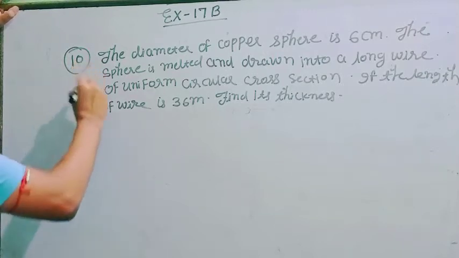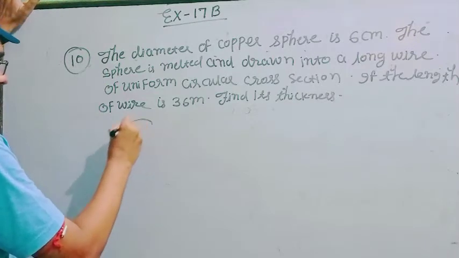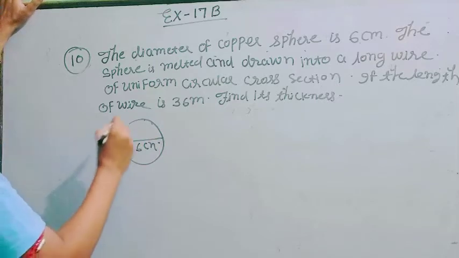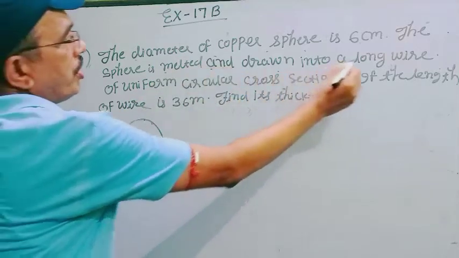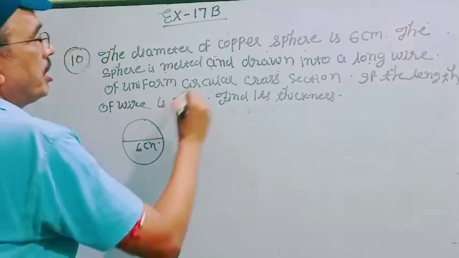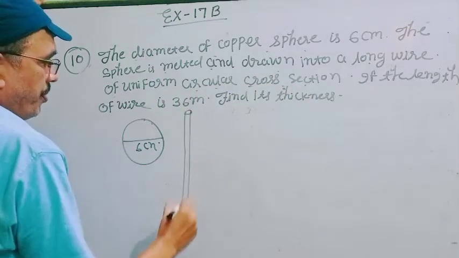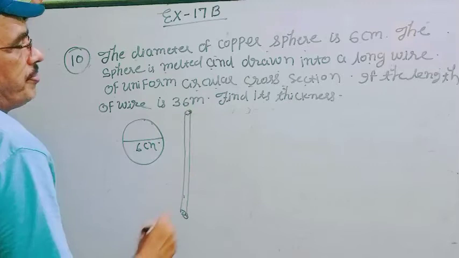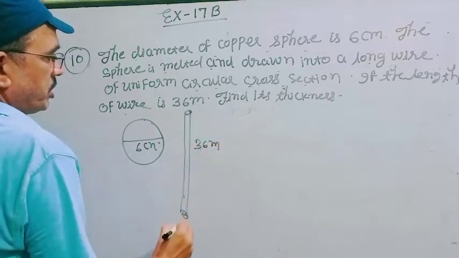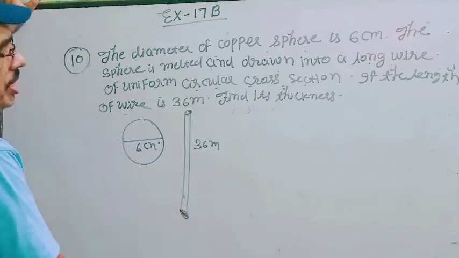Now question number 10. The diameter of a copper sphere is 6 cm. A sphere whose diameter is 6 cm, that means the radius will be 3 cm, is melted and drawn into a long wire of uniform circular cross section. That means the width of the wire is always the same. If the length of the wire is 36 meters, then your question is, what is the breadth of the wire? What is the thickness of the wire? That means what is the diameter of the wire?